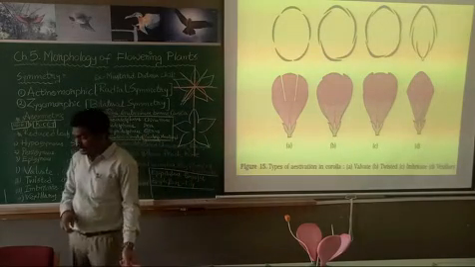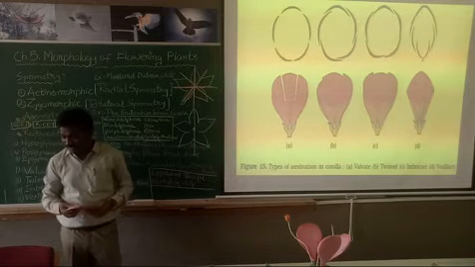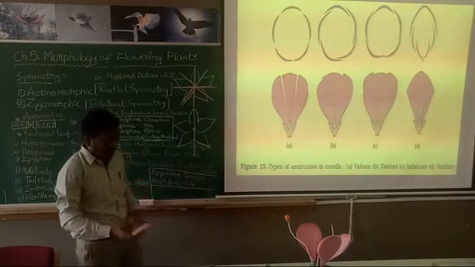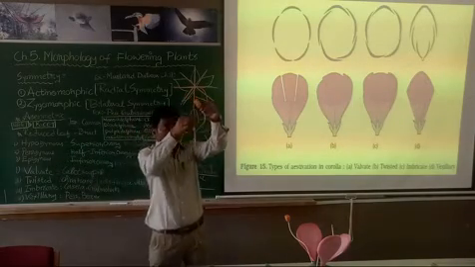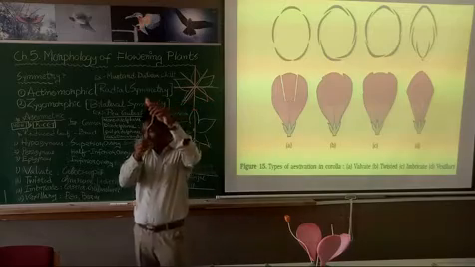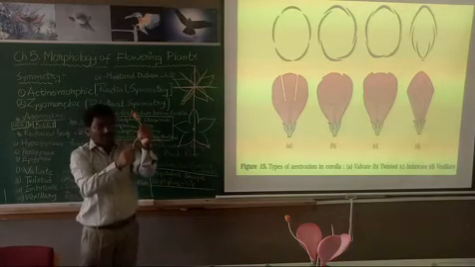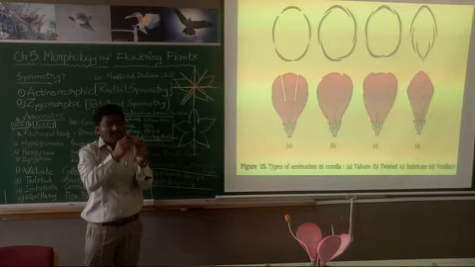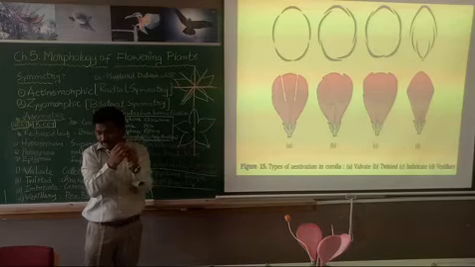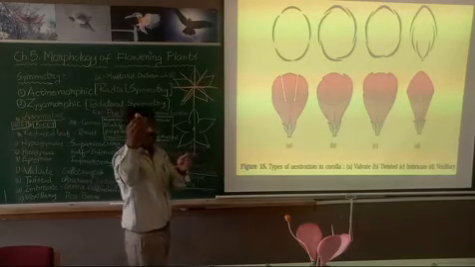This androecium consists of stamens, and each stamen has some specific parts. It has a long stalk. See here, it is a long stalk-like structure. This long stalk-like structure is called the filament. At the top or at the end of the filament, there is a swollen or bulged structure. It is called the anther. See, this is one anther.